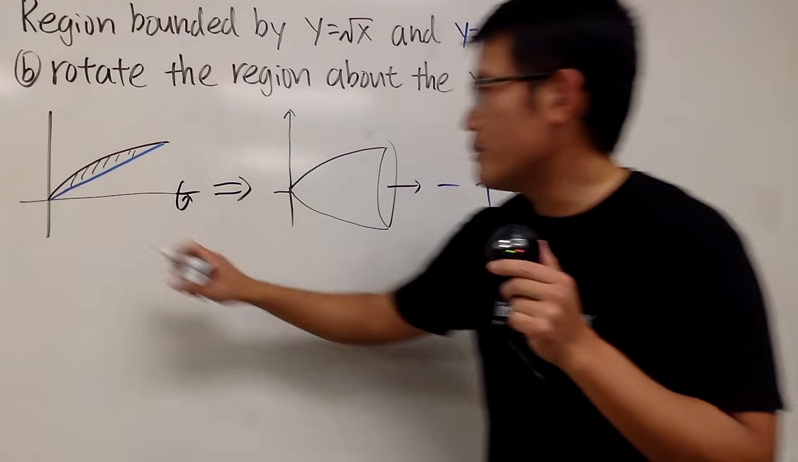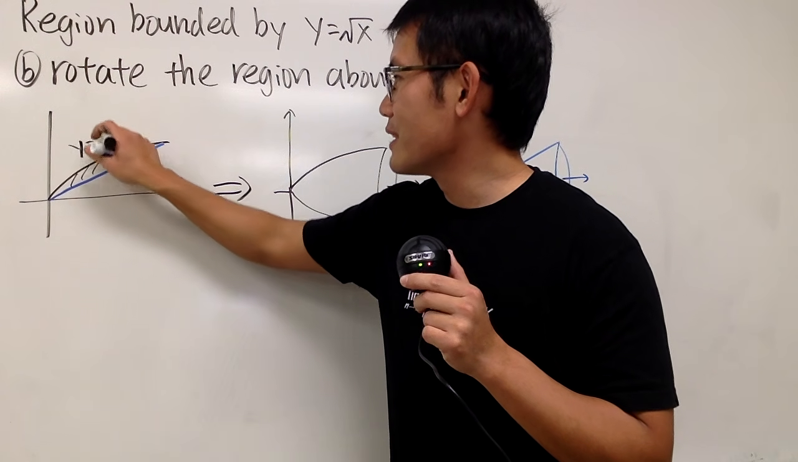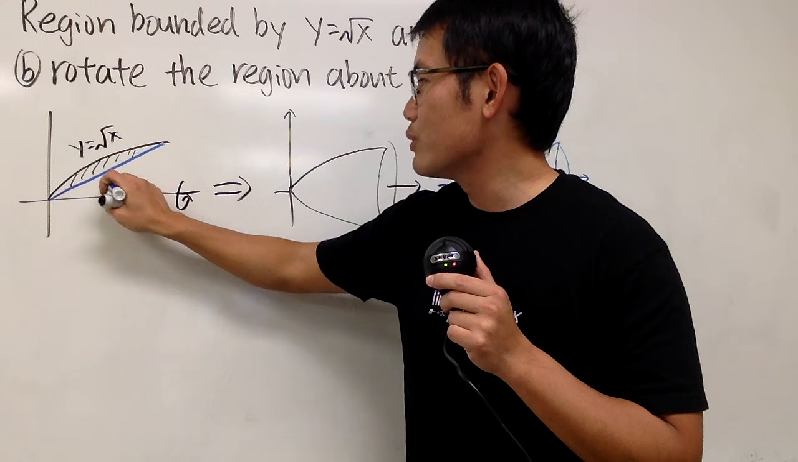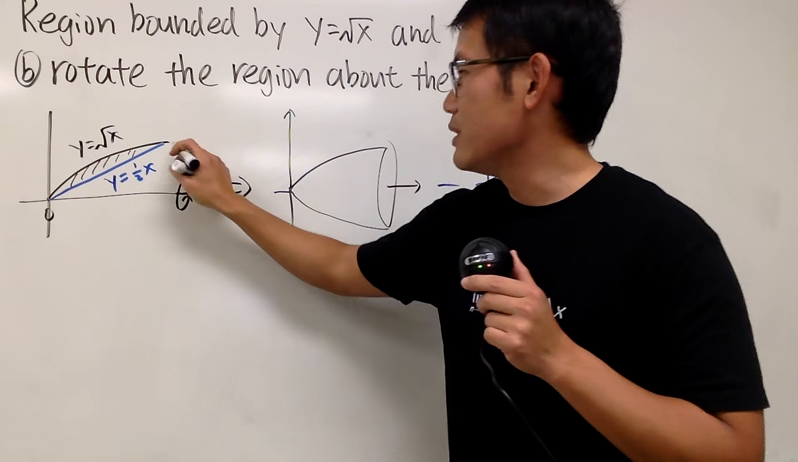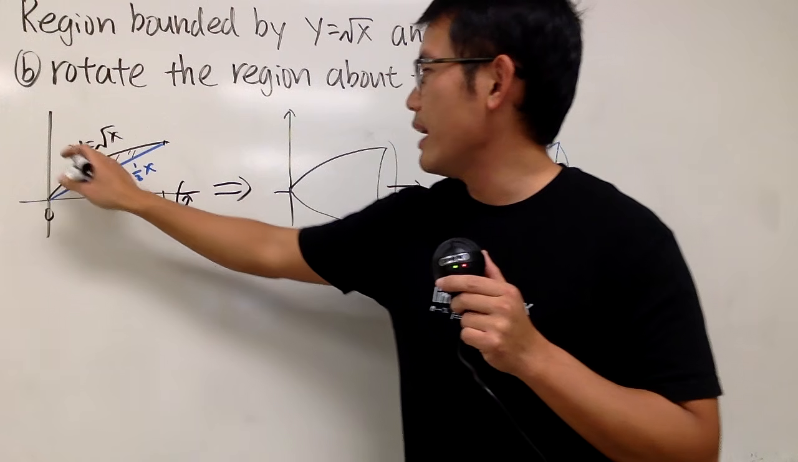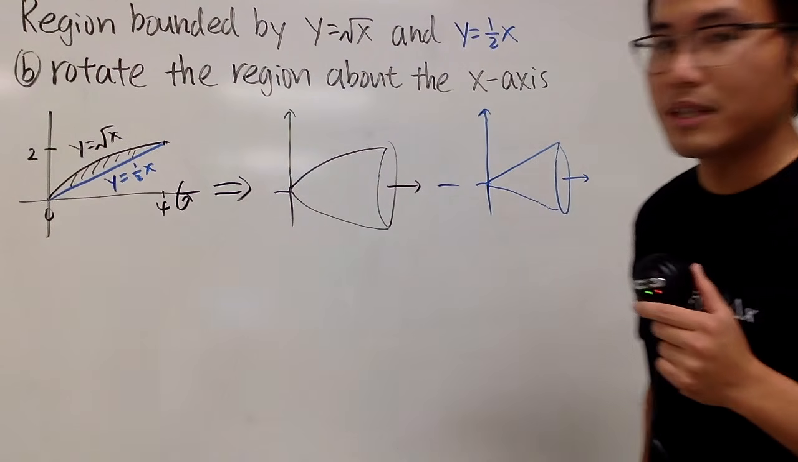So that's the picture that we will have. Okay, and remember the little numbers. First of all, let's write down the equations. y is equal to square root of x. The other one is 1/2 x. And then right here from earlier, we know this is equal to 0 and 4. And we also have the 2. So just keep all those numbers in mind.